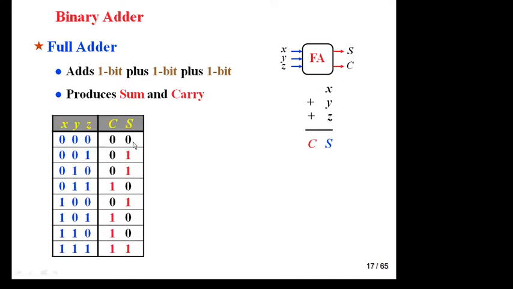0 plus 0 plus 0, sum is 0, carry 0. 0 plus 0 plus 1, 1, carry 0. 0 plus 1 plus 0 is 1, no carry. 0 plus 1 plus 1, this is 0 sum, 1 carry. 1 plus 0 plus 0, 1, 0 carry. 1 plus 0 plus 1, 1 plus 1 is 10. Similarly 1 plus 1 plus 0 is 10. 1 plus 1 plus 1, 1 plus 1 is 10, 10 plus 1 is 11. So sum is 1 and carry is 1.